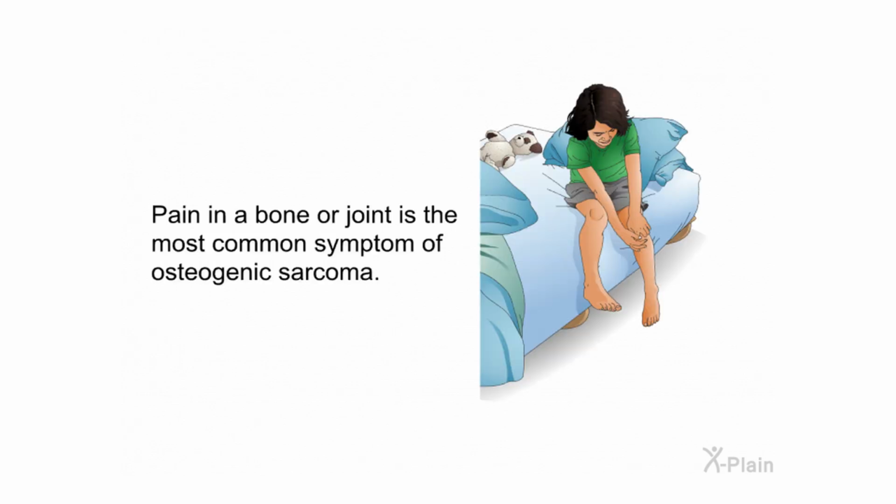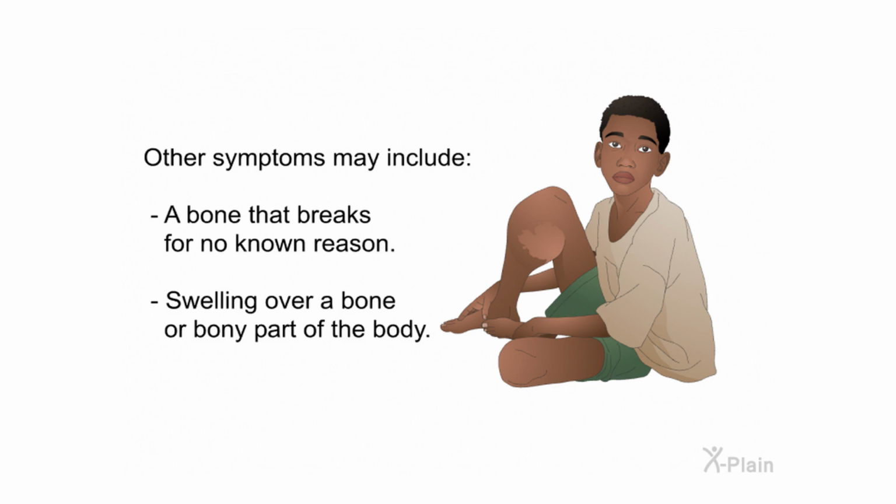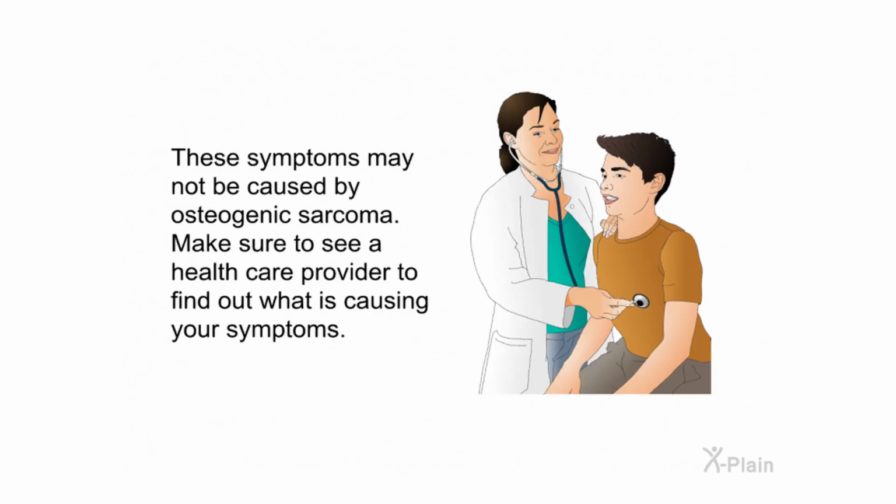Symptoms. Pain in a bone or joint is the most common symptom of osteogenic sarcoma. Other symptoms may include a bone that breaks for no known reason, swelling over a bone or bony part of the body. These symptoms may not be caused by osteogenic sarcoma. Make sure to see a healthcare provider to find out what is causing your symptoms.